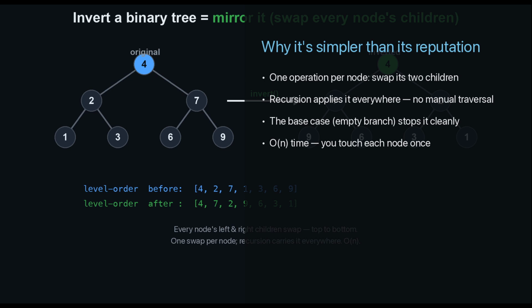So why the fearsome reputation? There isn't much of one, honestly. The trick is to see that a big tree-wide transformation is really just one tiny operation: swap 2 children, repeated at every node. You don't write the traversal by hand, recursion does it for you, and the empty branch base case stops it cleanly. You touch each node exactly once, so it's linear time. Once you see it as one swap, everywhere, it's 5 lines.